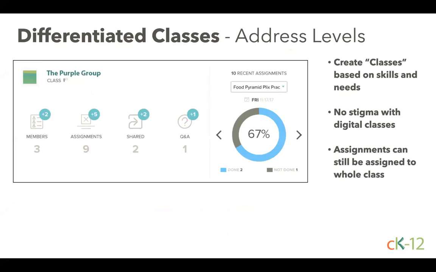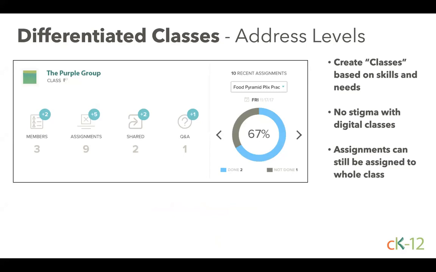So the first one we're going to look at is differentiated classes. And this is what I always suggest, that besides having period 2, geometry or whatever it is you normally teach, I'll go ahead and make some subgroups. And we still call these classes on CK-12 if you're doing that. And in this case, maybe I'll create the purple group and the green group and the yellow group.